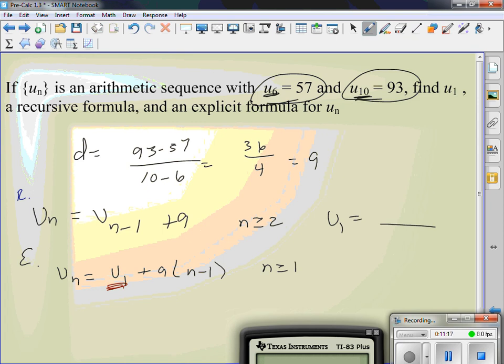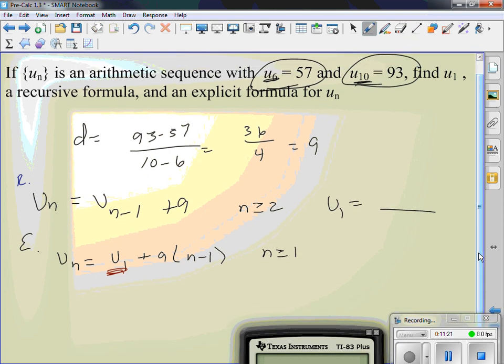I need to find u sub 1. I need to pick either one of my values. We'll use the 57 one. What is u sub 6? 57. 57 equals u sub 1 plus 9 times n minus 1, and n is 6.